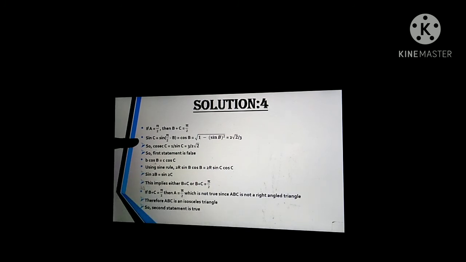So I observed both the statements. First statement came out to be false. Second statement came out to be true, which means the answer for this question is option B. Only second statement is true.